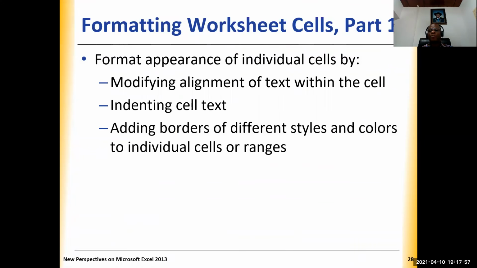Now, I told you earlier on, when you print, you are not going to get the gridlines printed. So if you want them to be printed, then that's where you need to add some borders and so on and so forth. So you say the format appearance of individual cells by modifying alignment of text within the cell. So we are now going to look at the alignment, the left, right, center, justify, and all those kinds. Some of them also have additional ones, where the text can be above, in the middle, and so on and so forth.